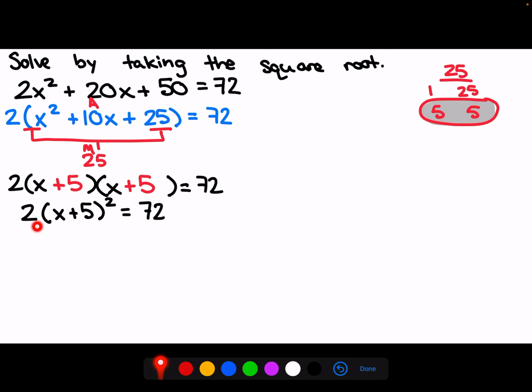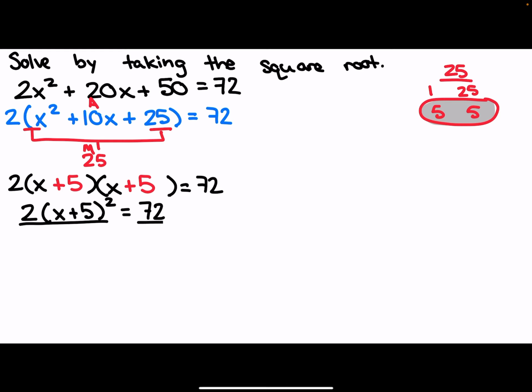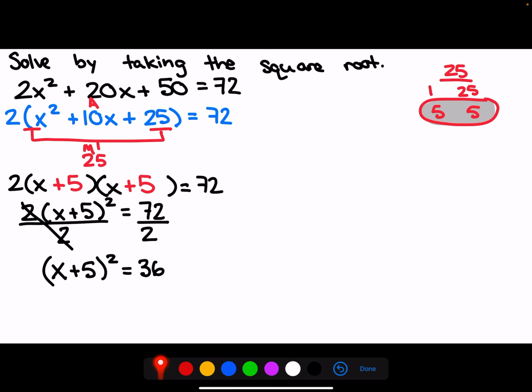What I'm going to do is I'm going to get rid of this 2. So I have 2 multiplied by x plus 5 squared. To undo multiplication, I'm going to divide both sides by 2. That will give us x plus 5 squared equals 36. From here, to get rid of the square, we take the square root of both sides, and that'll give us x plus 5 equals plus or minus 6.